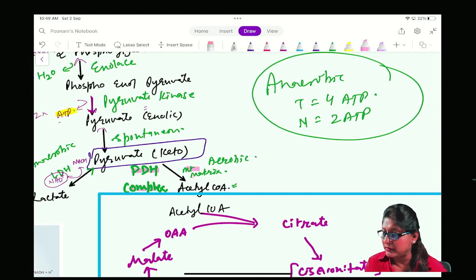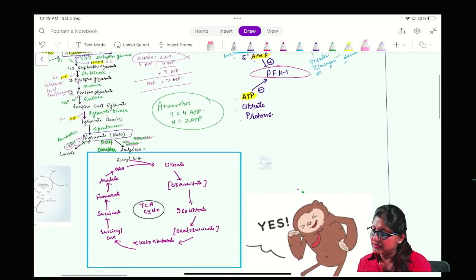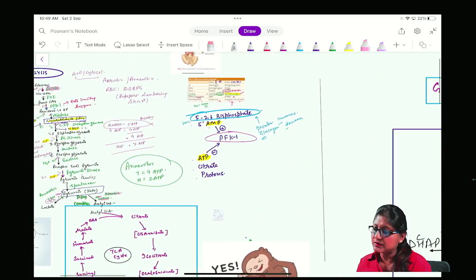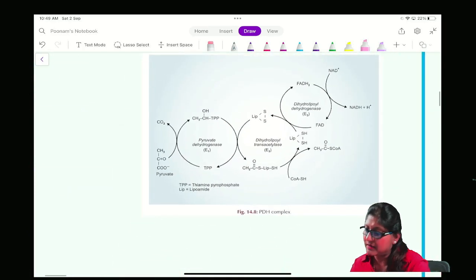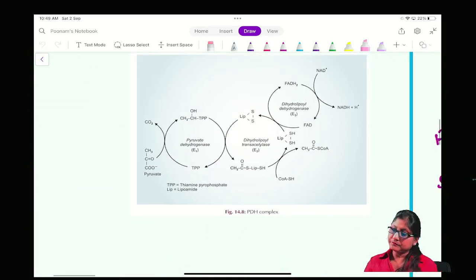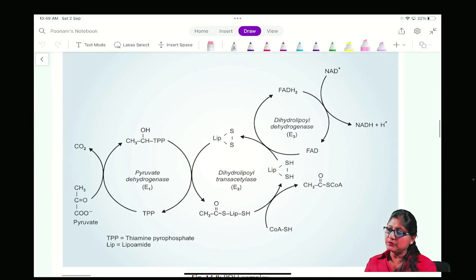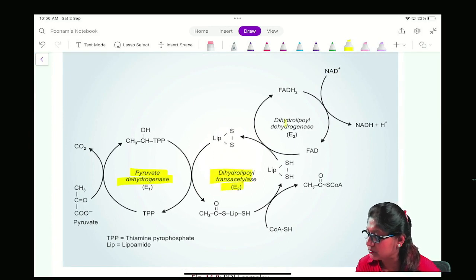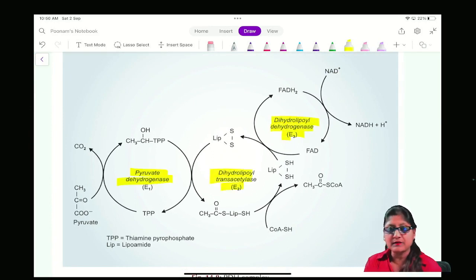Now coming to the PDH complex, which is my next topic of discussion. I said in the mitochondrial matrix, this pyruvate will go in aerobic conditions, where it will be oxidatively decarboxylated to produce acetyl-CoA. And in fact, it's a very, very complex process where a number of enzymes and coenzymes are required. You can visualize this picture, which is the PDH complex picture. These are the three enzymes E1, E2 and E3 in the PDH complex. They are pyruvate dehydrogenase, dihydrolipoyl transacetylase, and dihydrolipoyl dehydrogenase.